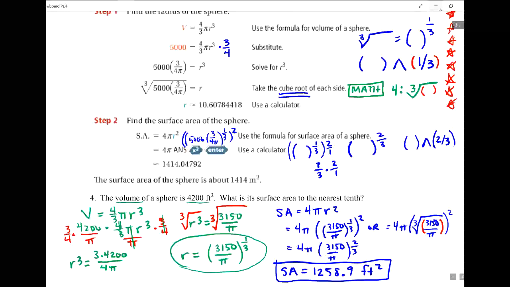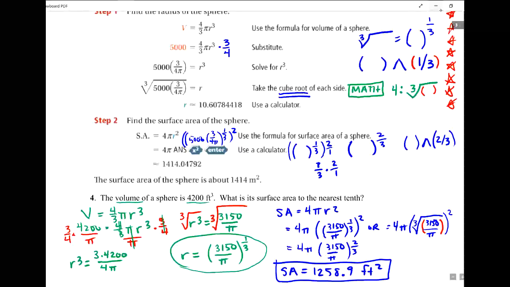Now remember that you need to cube root that. It's not a square, it's a cube. The opposite of cube is cube root. So we cube root both sides, and we end up with r is the cube root of 3,150 over pi. Don't forget your parentheses. You can write it as an exponent of 1/3, or you can leave it with the cube root symbol. Then I take that over to my surface area formula, which is 4 pi r squared for a sphere, and I can either put it in as my exponent of 1/3 and then square it, or I can put it in as my cube root and square it.